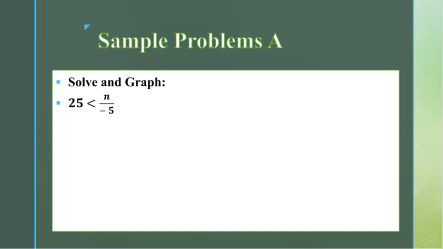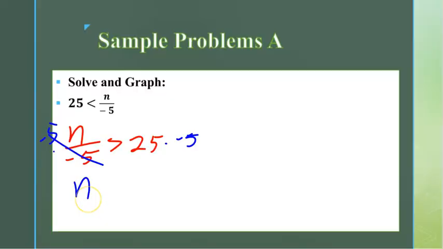And our last one. Here I have 25 is less than n divided by negative 5. If you don't like it when it's written this way, just rewrite it. So this would be n divided by negative 5 is greater than 25. Same problem, it's just I put it in reverse order. So multiply by negative 5 on both sides. Negative 5 divides out here. And because I'm multiplying by a negative, I flip the symbol, so it's less than. 25 times negative 5 is negative 125.